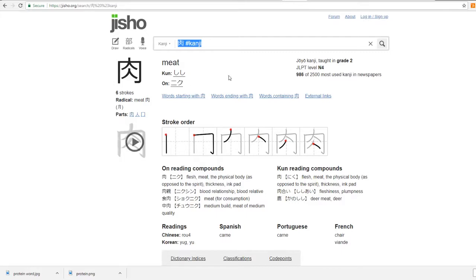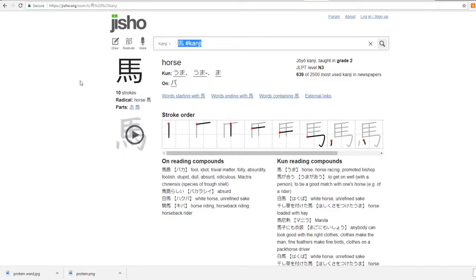Shishi is going to be the kunyomi, and niku is going to be the onyomi. So niku means flesh or meat, and niku is used a lot more than shishi. But I think shishi is used for other stuff. Like here it's shishiai, which means plumpness or fleshiness.